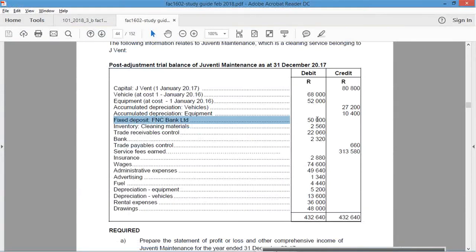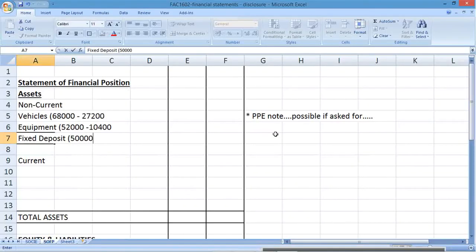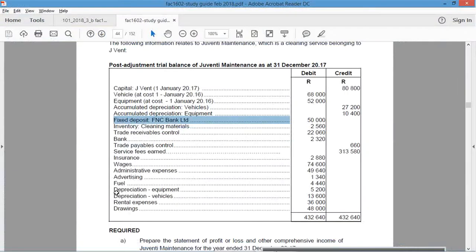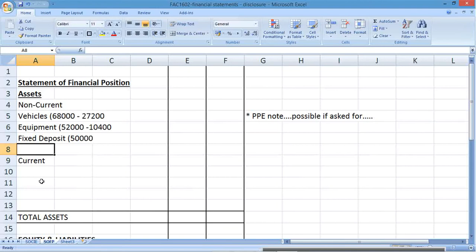How much? 50,000. Well, that's what we do. We write it down, we get a mark, we show it. At least that helps build a solution. Inventory. What is it? Inventory is an asset. Good. It's a current asset. Good. 2560.